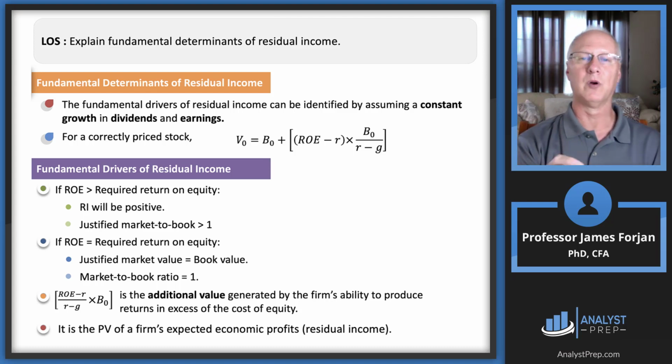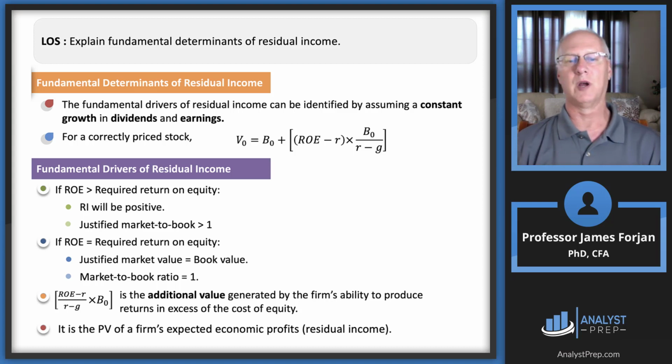But here's the important point here. The justified market to book ratio will be greater than 1. So that's probably really important. And then we go down and do the rest of these things. So if they're equal to each other, then that market to book ratio is going to be 1, and then less than, of course, right? So look at that second to last circle point. Additional value generated by the firm's ability to produce returns in excess of the cost of equity.